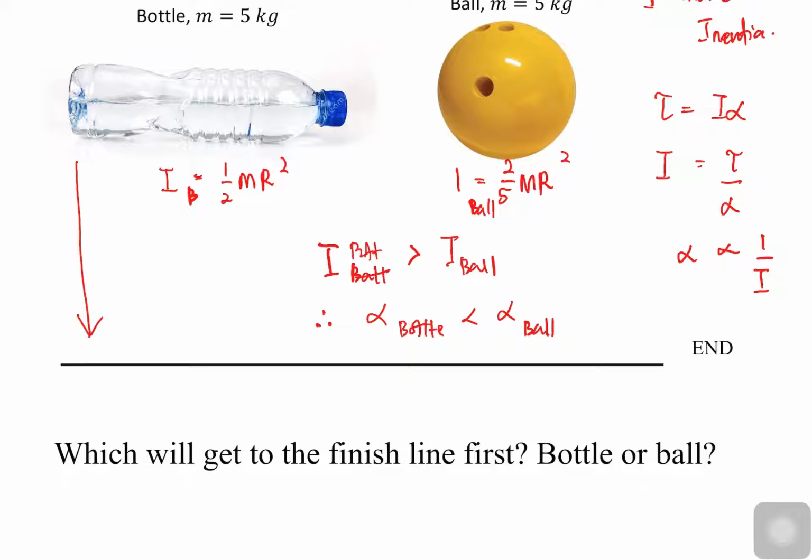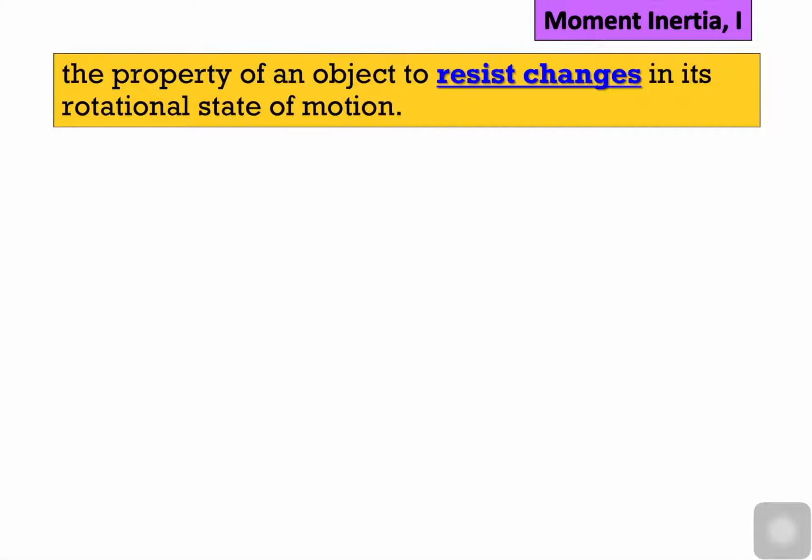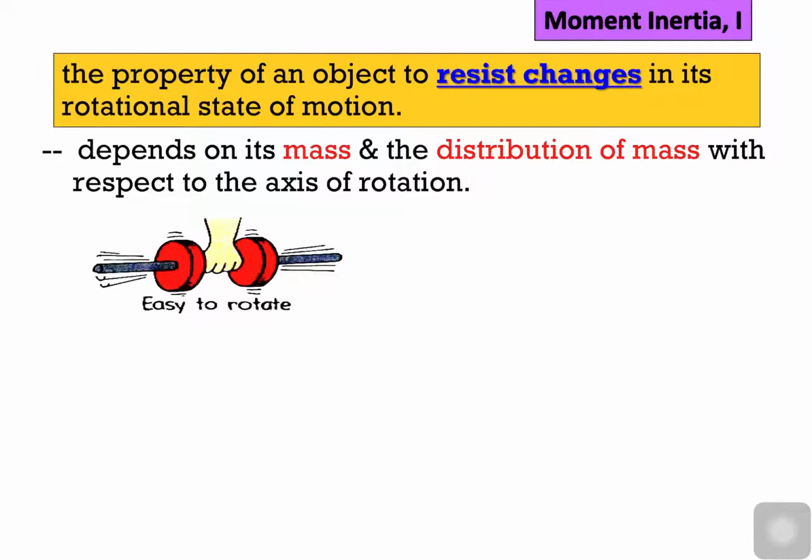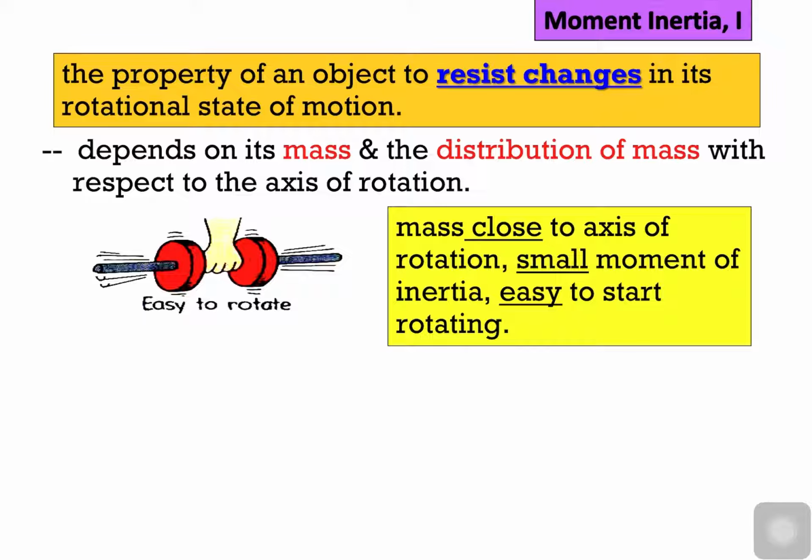Okay, so that is moment of inertia. Moment of inertia gives an impact when an object is going to rotate. Understand? It is the property of an object to resist changes in its rotational state of motion. It doesn't want to change; if it is rotating, it keeps rotating forever. Same as inertia. It depends on its mass and the distribution of mass with respect to the axis of rotation. So if you look here, you lift it like that.